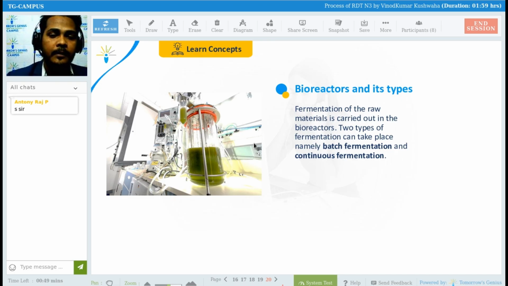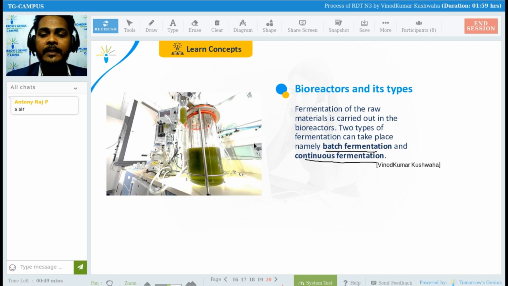Now you can see fermentation of the raw materials is carried out in the bioreactors. So two types of fermentation can take place, namely batch fermentation and continuous fermentation. Now here this is quite interesting. Fermentation takes place by two methods. One is called batch fermentation and the other is called continuous fermentation. Now what is the meaning of batch fermentation and continuous fermentation?